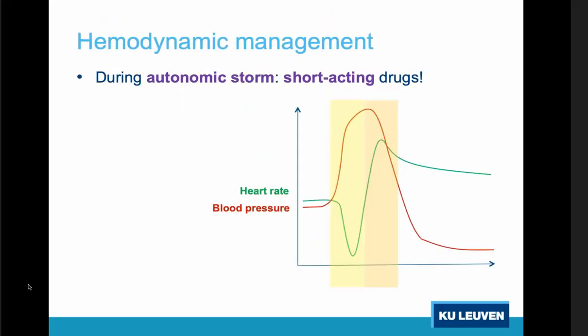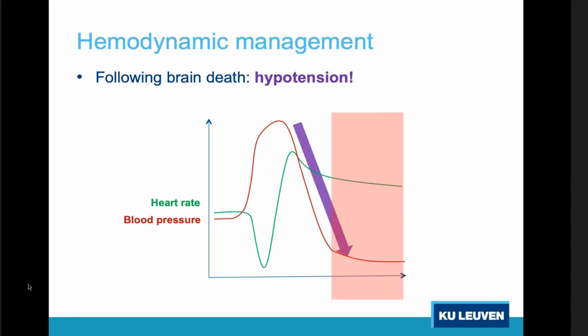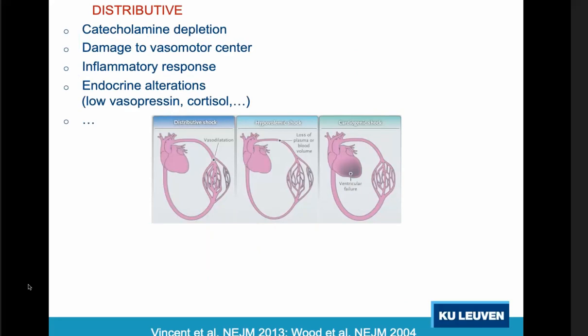As intensivists treating these patients proceeding to brain death, it is important to know these consecutive phases and to adapt treatment accordingly. During the autonomic storm it is important to use short-acting drugs such as esmolol, nitrates, or nicardipine, because we know that this phase is in general short-lasting, and that after this phase, hypotension will ensue once the patient is brain dead. The ensuing hypotension in a brain dead patient can be caused by several mechanisms.